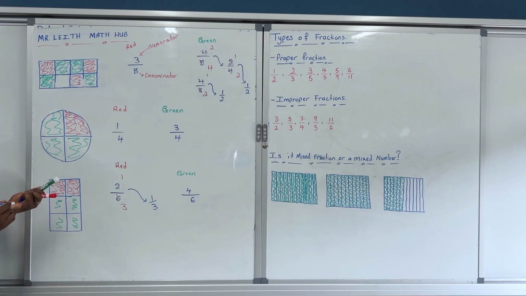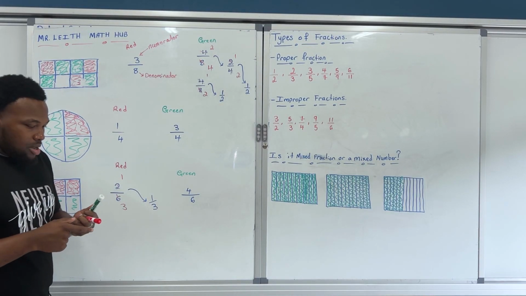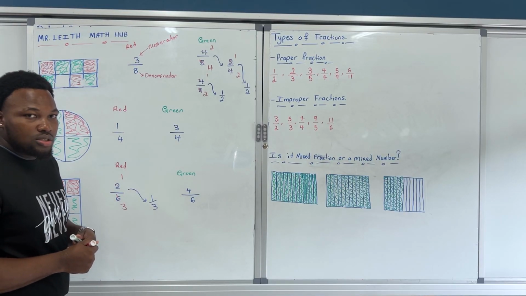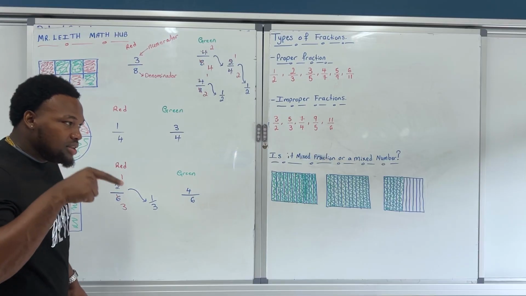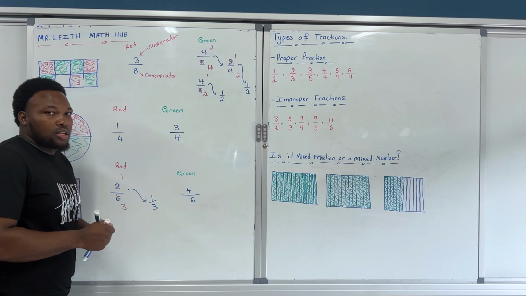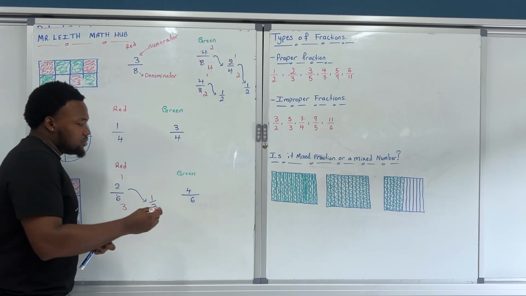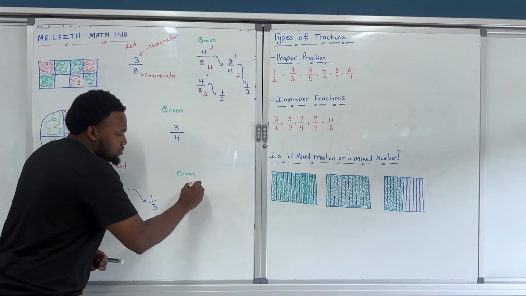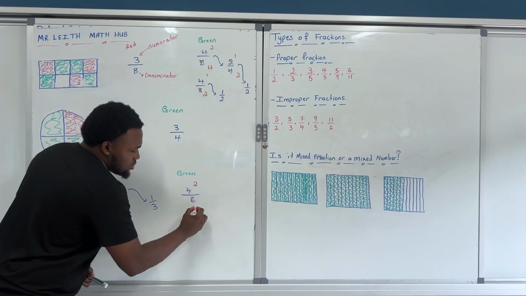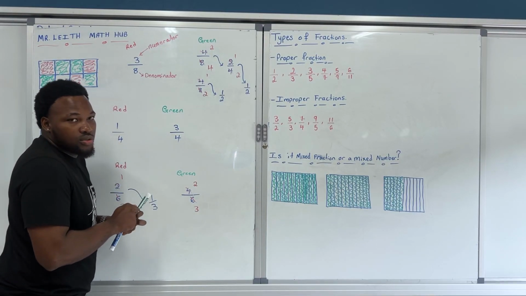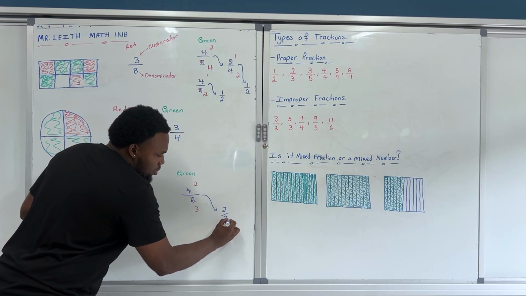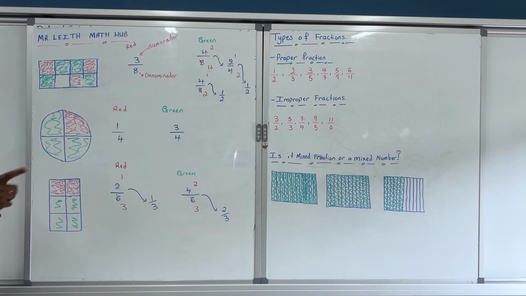Can it be reduced again? Yeah, here. Which number can we reduce this by? Even numbers, right? Every even number can be divided by 2. 2 into 4 goes 2 times, and 2 into 6 goes 3 times. So this reduced fraction will now be 2/3.